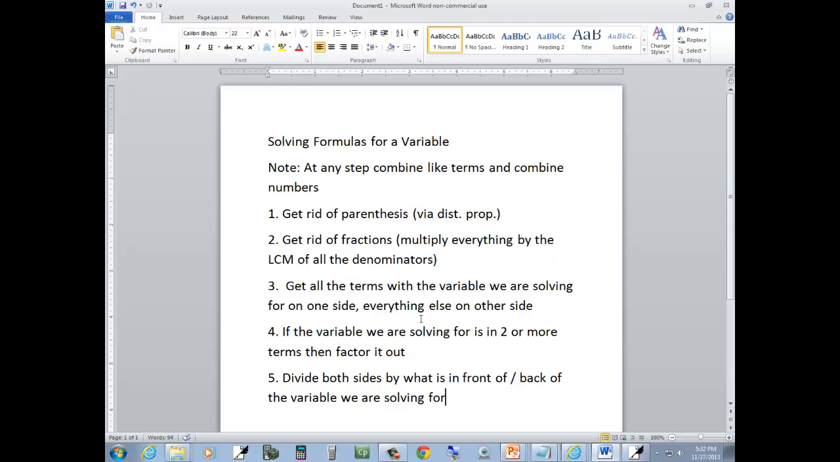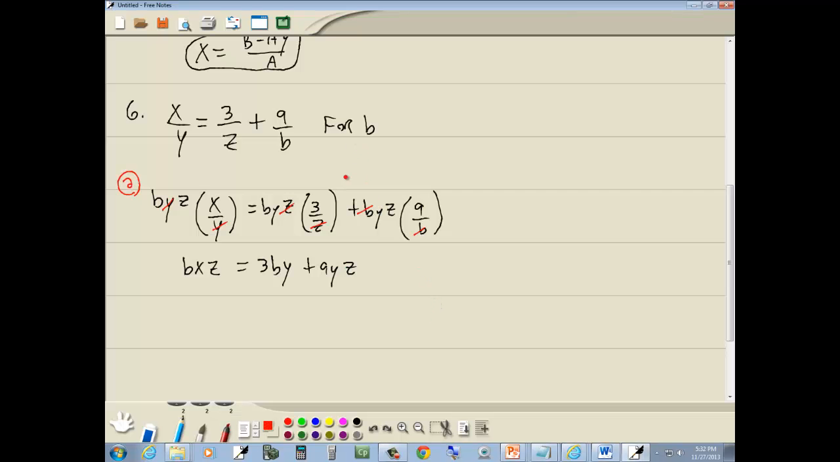Step 3. Get all the terms of the variable we're solving for on one side, everything else on the other side. We're solving for b as in Bill, so I'm going to take the 3by to the left side. So we got bxz minus 3by equals ayz. Remember, when you take anything across your equals, your sign changes. And that was step 3. Step 4. If the variable you're solving for is in 2 or more terms, factor it out. Terms are separated by pluses and minuses, so b is in 2 terms, so I'll factor it out. And that gives us b times xz minus 3y equals ayz.